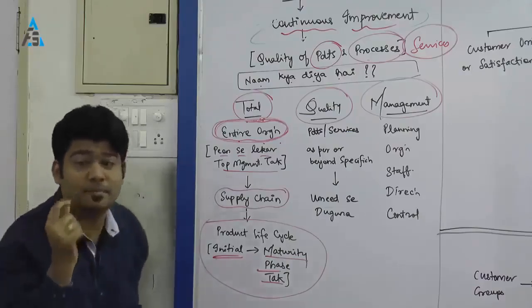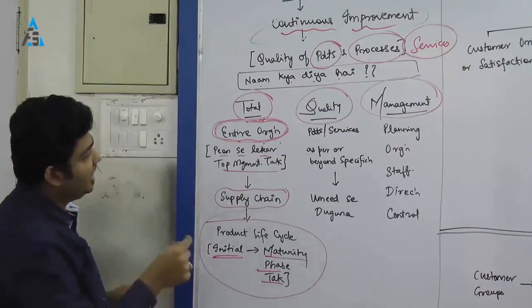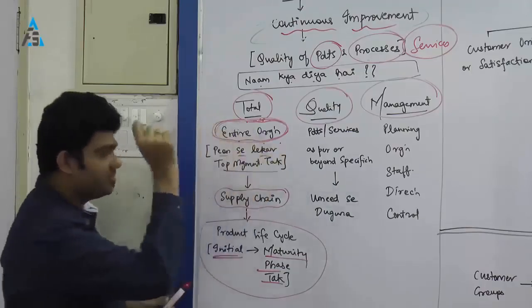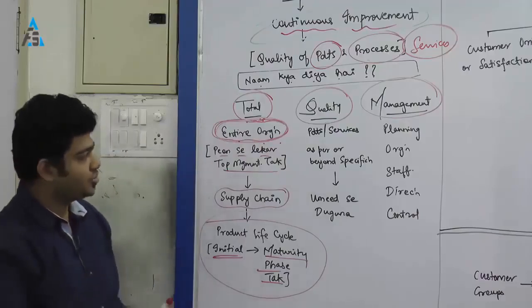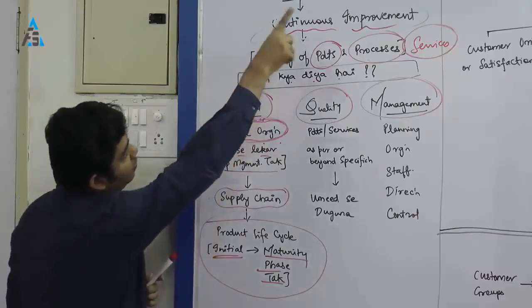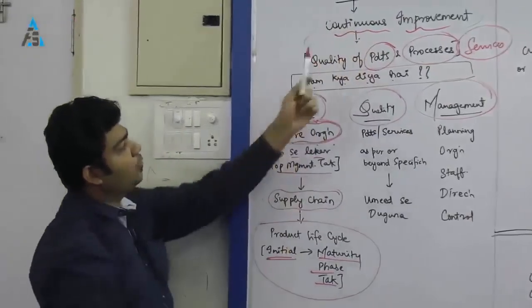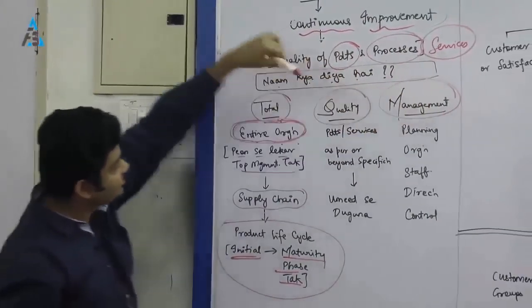When the product is almost going to be out of the market. Till the last breath, you have to ensure that there is a TQM system for the whole product or process or service in which you are functioning. So TQM, continuous improvement in the quality of products and processes and services.